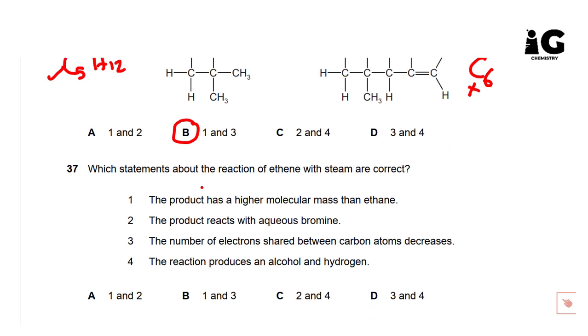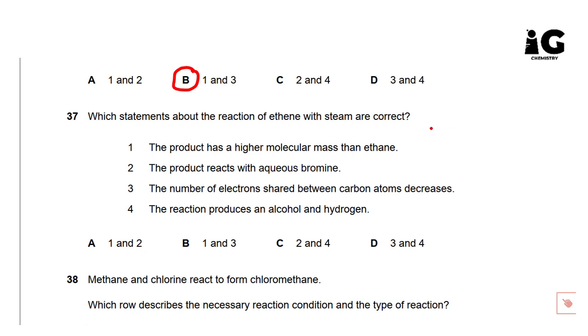37. Which statements about the reaction of ethene with steam are correct? So ethene, this has a double bond.